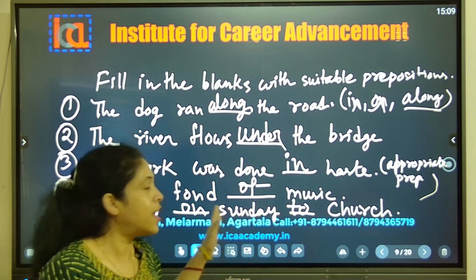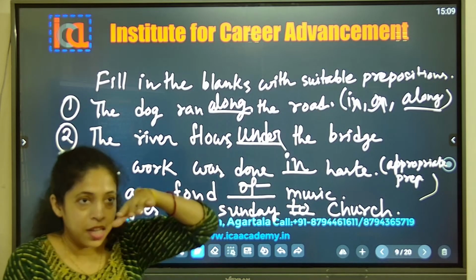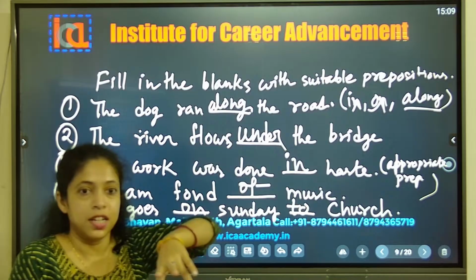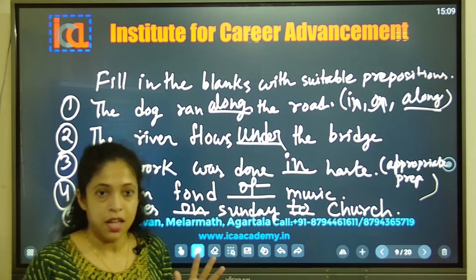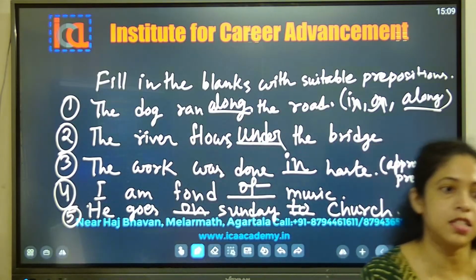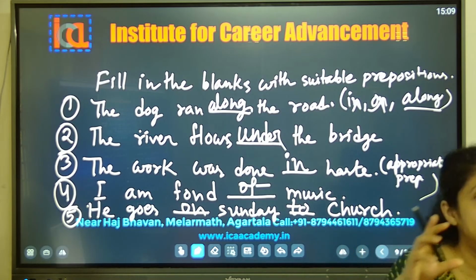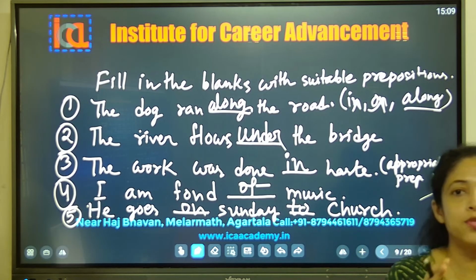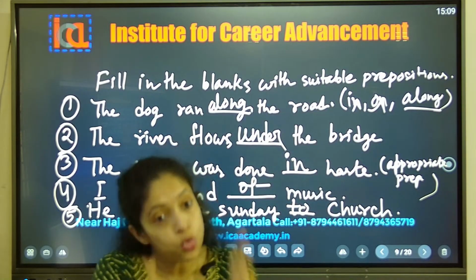Why will you not write in here? Because this is a motion. He goes to church, motion. Where he is now, he is in the church, we can say. Whether he is running, sitting or praying in the church, that is a different thing. But here we have got that it's a motion. So he is going to church.